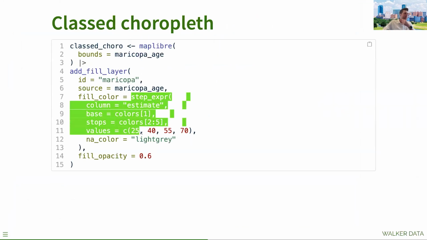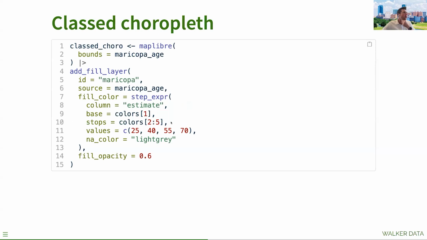A step expression in MapLibre requires a little bit of different setup. So we have a base color and then we have stops that are mapped to bin edges. In this particular case, I've replaced the interpolate expression with a step expression. I'm saying, okay, I want to map on the estimate column. That's my median age. My base color is going to be the first color. That's going to be everything below the first value. So in this case, it's going to be 0 to 25. My stops are going to be the second through the fifth.